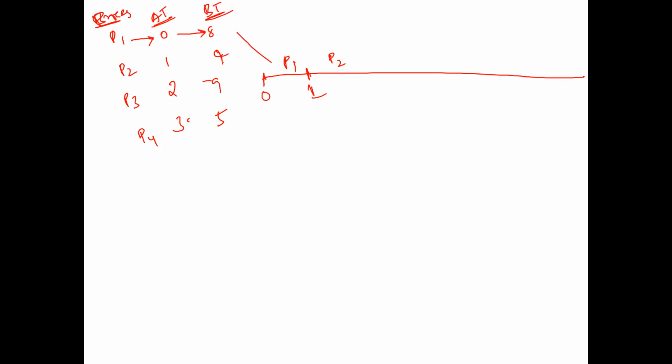So what is the shortest remaining time? Its shortest remaining time is 4. So already 1 unit of time is completed. 1 plus 4 is equals to 5. So process 2 is completed.